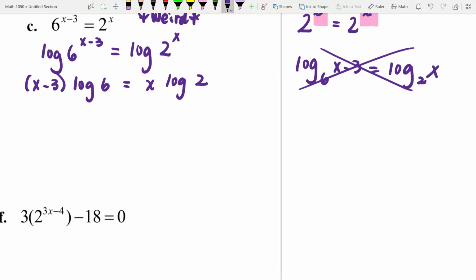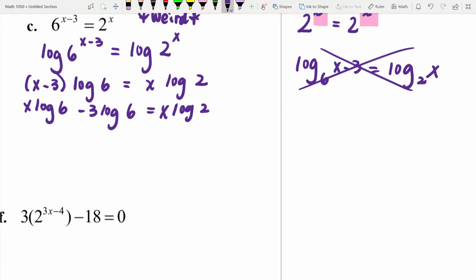Because you've got two terms, right? What am I going to do now to the left-hand side to simplify that more? Talk to me. That means x minus 3 multiplied by log 6. So distribute that. x times log 6 is x log 6, minus 3 times log 6, equals x log 2. Okay, make sure you're writing this down. Now, I'm trying to solve for x. I've got x's on the right, and I've got x's on the left. Somebody tell me what to do.